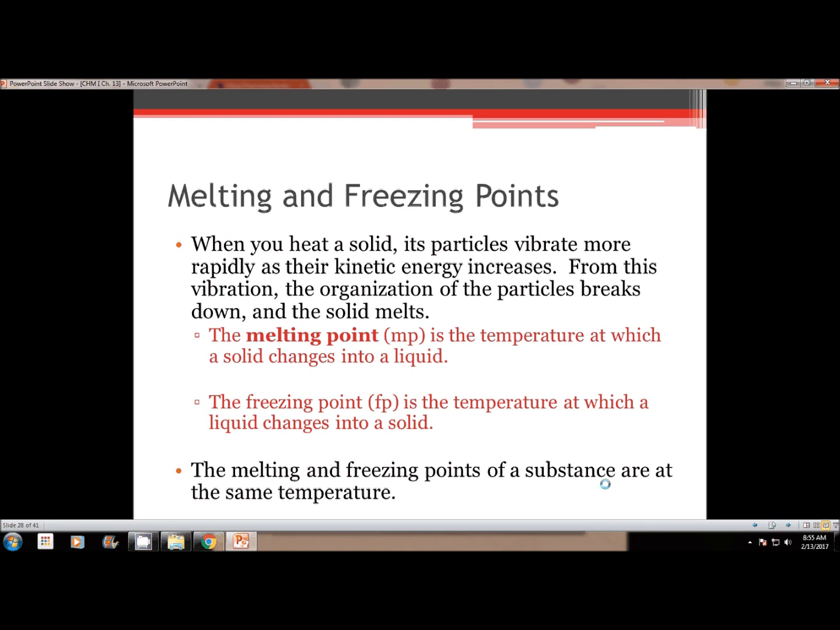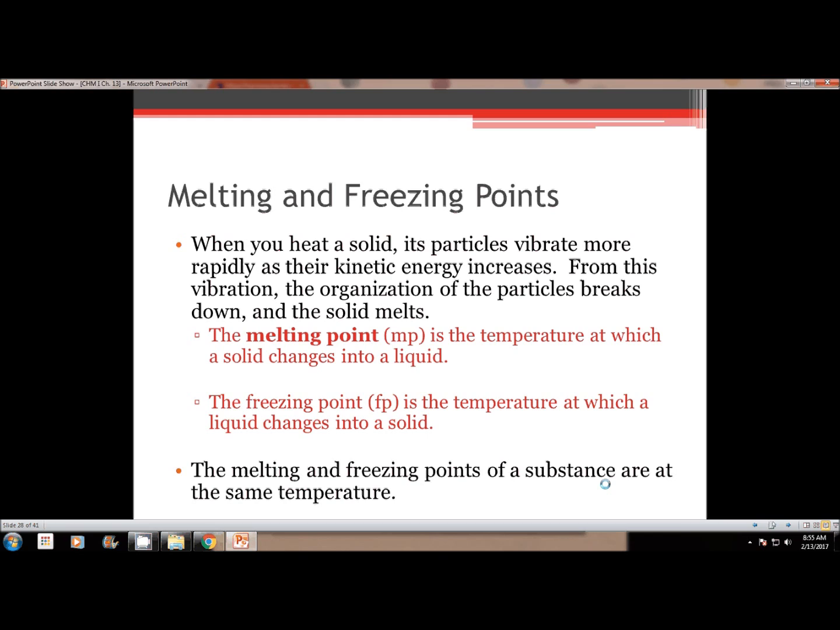So the melting point is the temperature at which the solid changes, and the freezing point is the same exact temperature as the melting point. Sometimes people don't realize that. It's like the equilibrium arrow we had before. It doesn't matter which way you're going. It's going to be the same temperature when it makes that transition from one to the other. So the melting and freezing points are the same temperature.